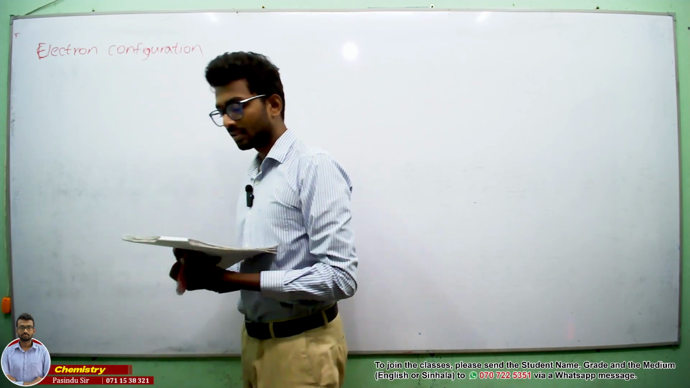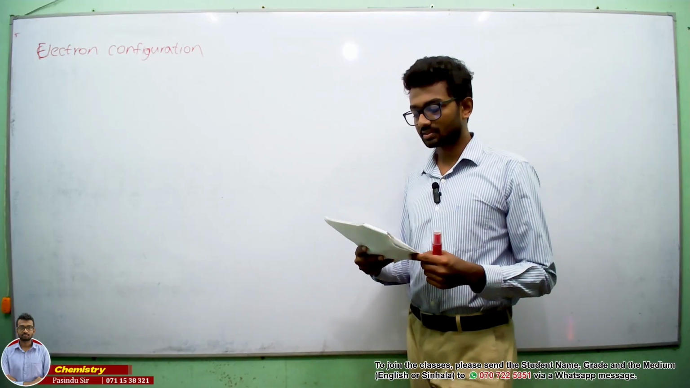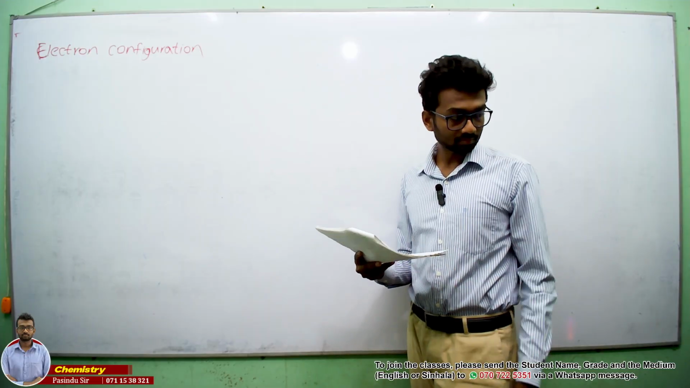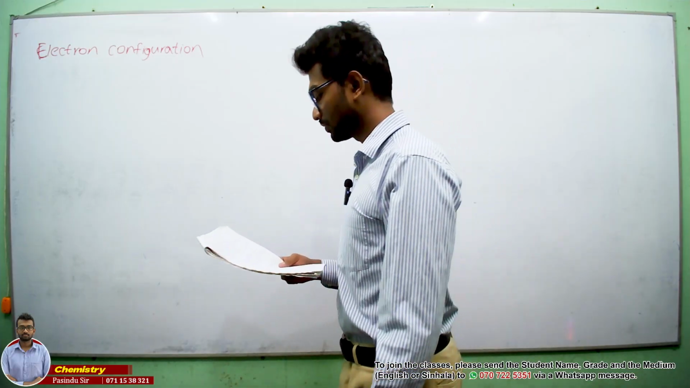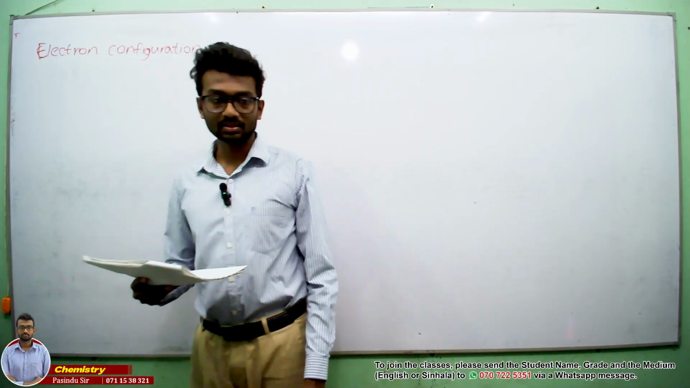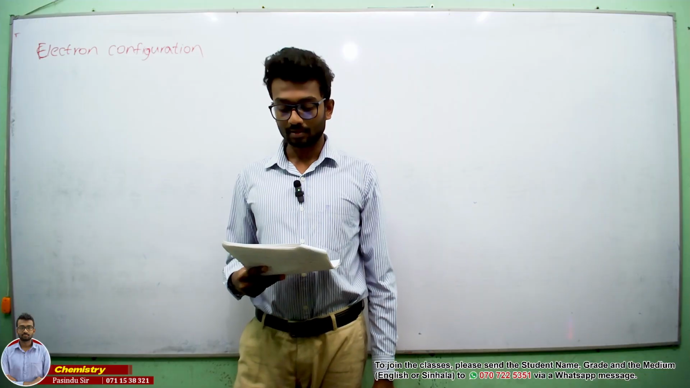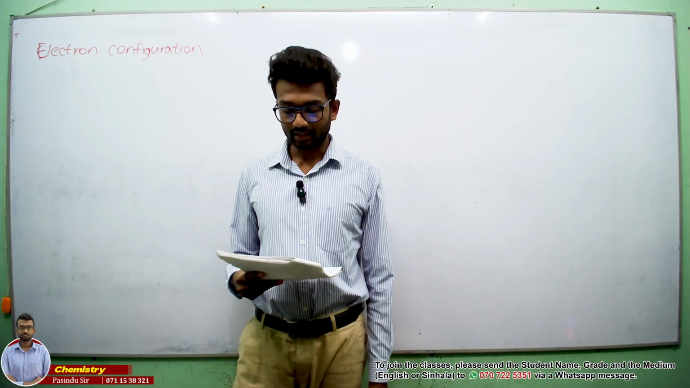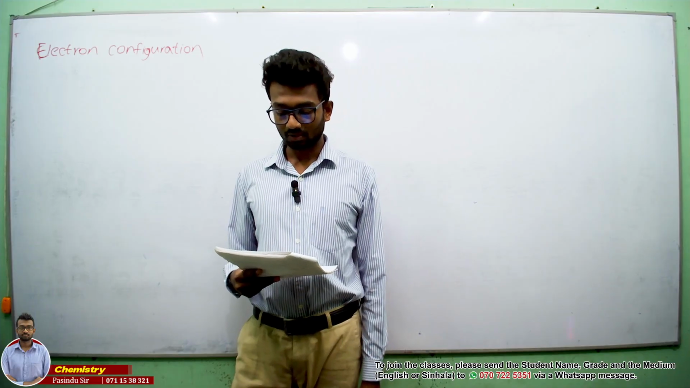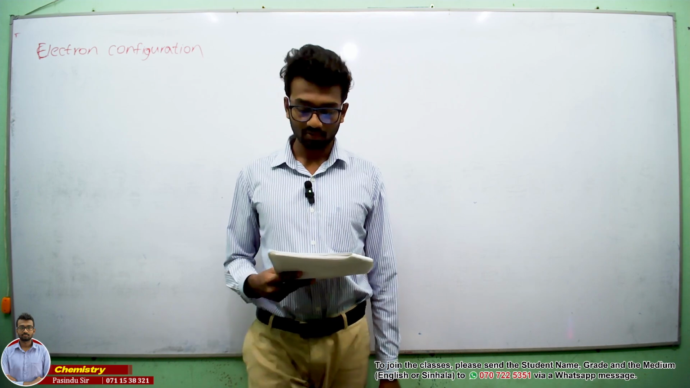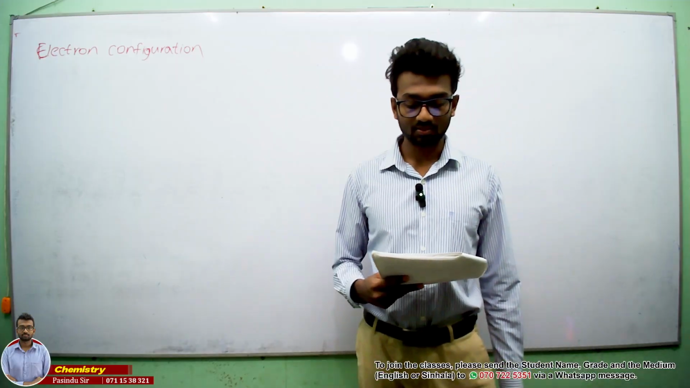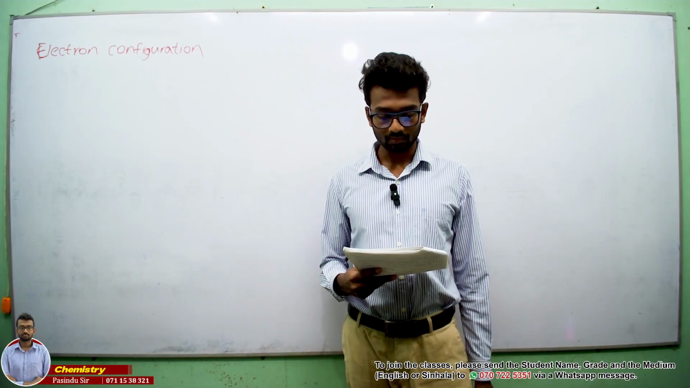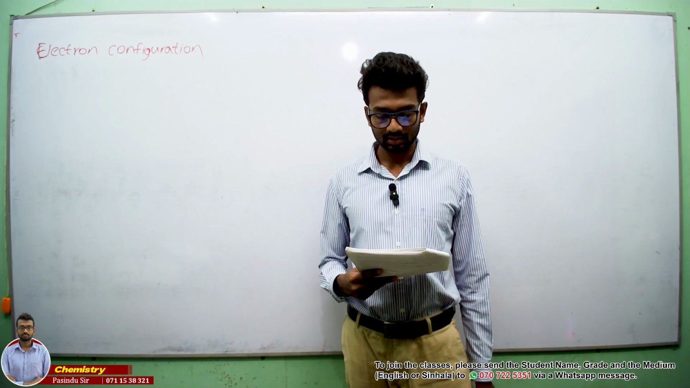Electron configuration. Write down: the way electrons are distributed among the various orbitals of an atom is called the electron configuration.